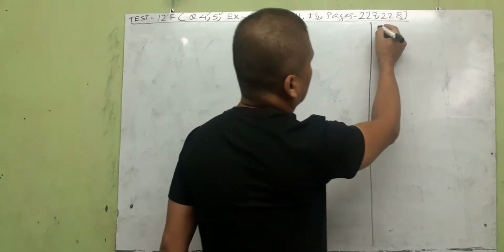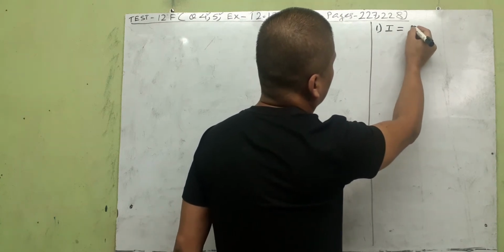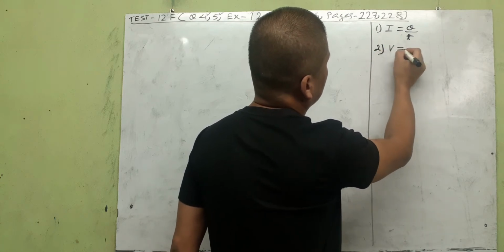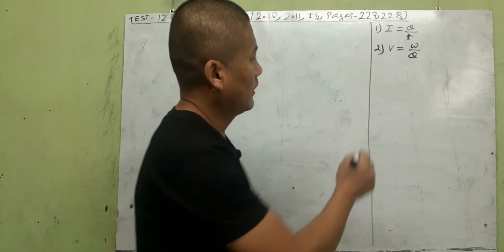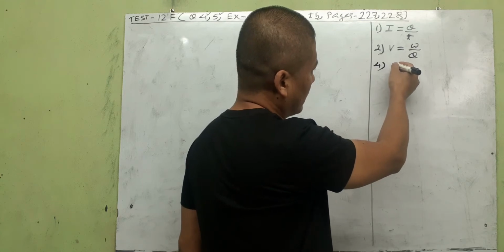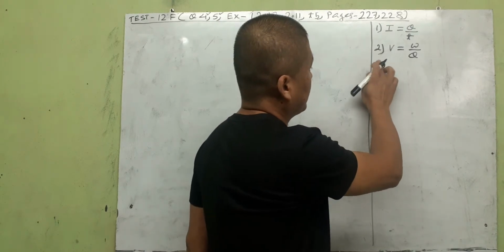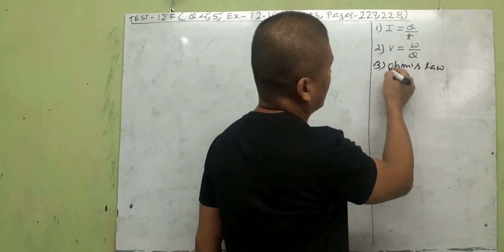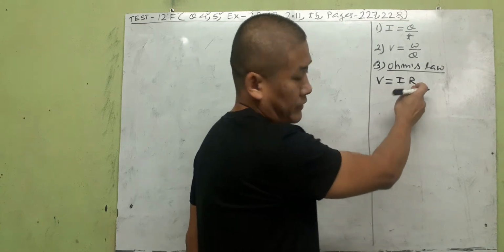So the first formula that we are accustomed with so far: current is equal to charge divided by time. And the second one is potential difference is equal to work done by charge transferred, right? And the third one here, Ohm's law equation, which is nothing but V, potential difference, is equal to I into R, current into resistance.